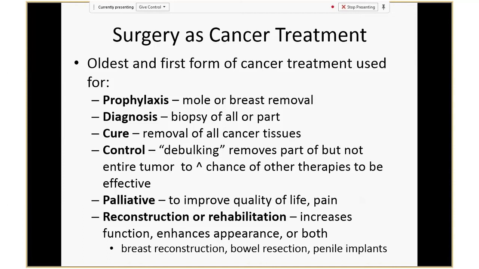Reconstruction and rehabilitation. This is if you have breast cancer and you've had your breast removed, you could potentially have breast reconstruction. Or potentially if you've had bowel removed, you could maybe get the bowel resected. And also cancers of like testicles, if you need to put testicle implants in or penile implants.